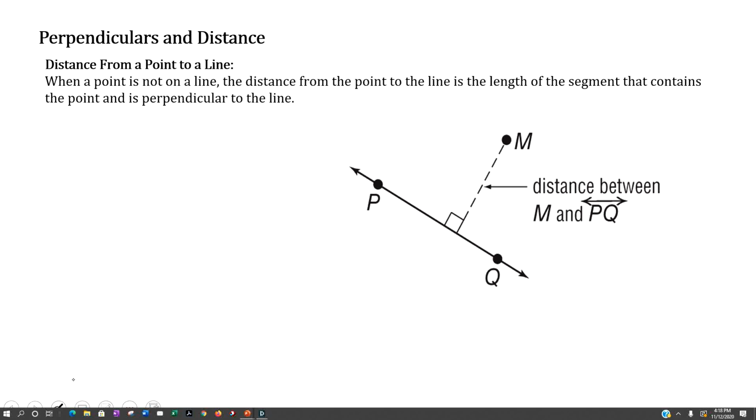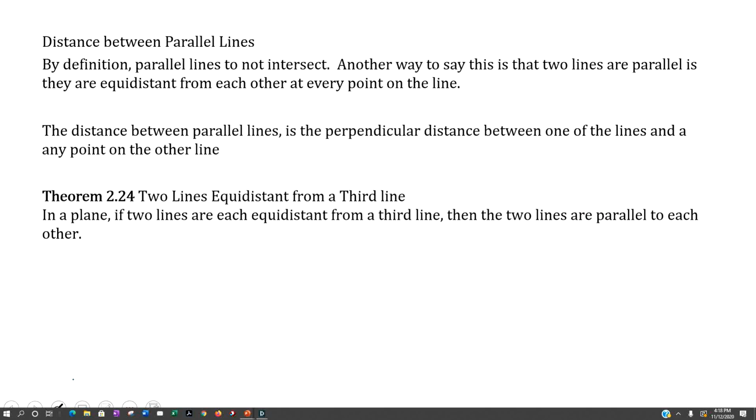Everybody kind of knows the shortest distance between 2 points is a straight line. So when we have a line, the shortest distance between a point and that line is going to be a perpendicular to the line. So by definition, parallel lines don't intersect. Another way to say this is that two lines are parallel if they are equidistant from each other at every point on the line. So as long as they stay the same distance apart, they're never going to intersect. That's another way to define parallel lines.